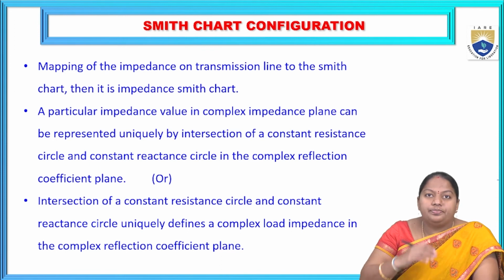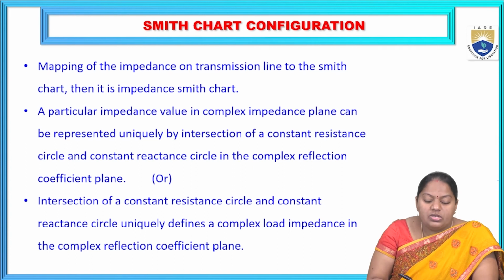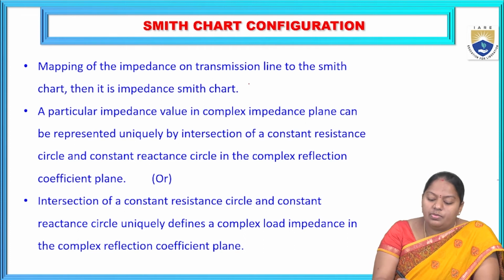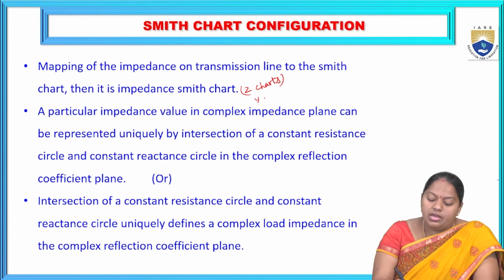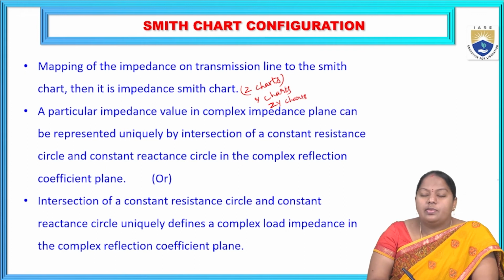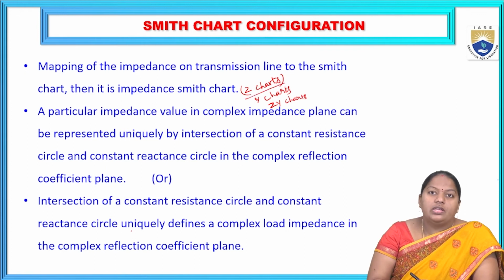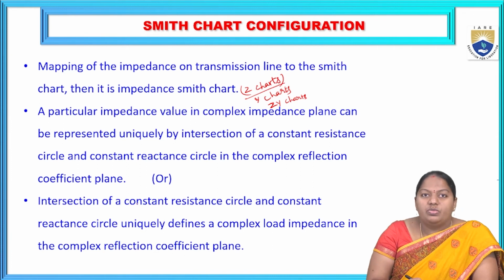chart, the general Smith chart, is said to be the impedance Smith chart. In this we are going to map the impedance of the transmission line on the Smith chart. Hence it is called the impedance Smith chart, or simply the Z chart. Admittances means Y charts, impedances means Z charts. Our complete analysis depends upon the Z charts only. That's why it is called the impedance Smith chart.